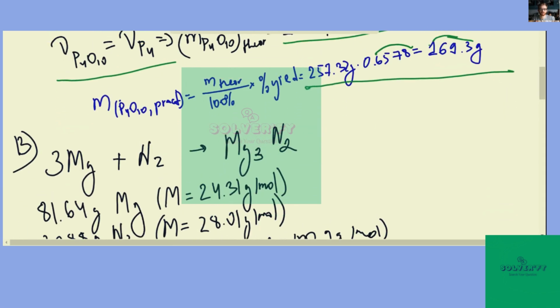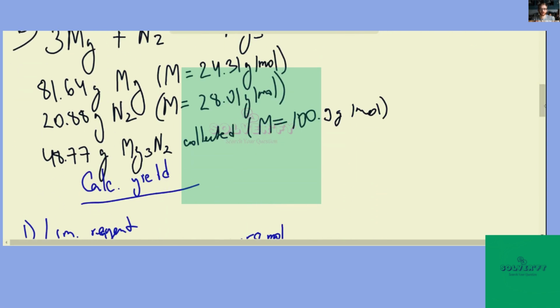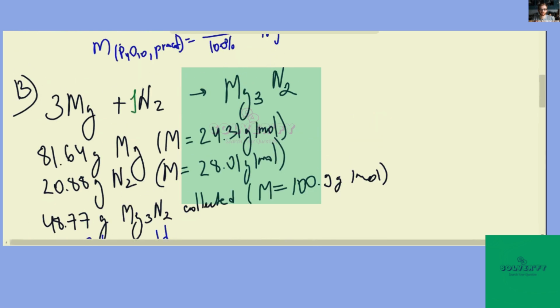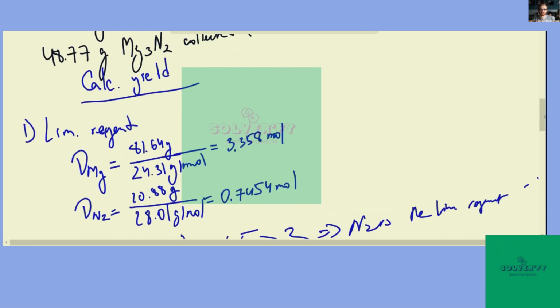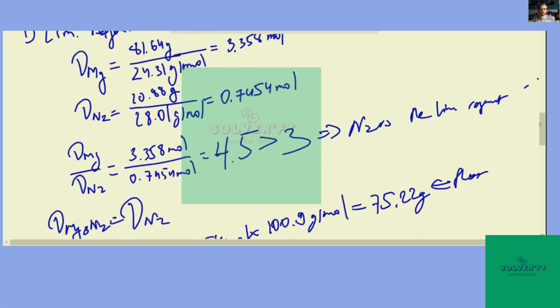Question B is reciprocal. So basically here we have to calculate the percentage of yield if the real yield is known. 3 moles of magnesium reacts with 1 mole of nitrogen, forming 1 mole of magnesium nitride, which is Mg3N2. So again, we have to figure out what the limiting reagent is, and here it is nitrogen, because the ratio of the number of moles of magnesium over nitrogen is more than 3, it's 4.5.